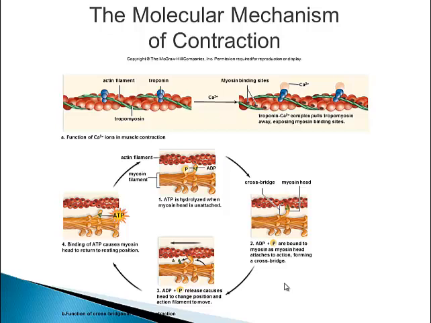The heads now bind to sites on the actin. ADP and phosphate are released from the myosin and the cross bridges change positions, known as the power stroke. This causes the actin filaments to slide, or contraction to occur. Relaxation occurs when the impulses stop and calcium is actively transported into the sarcoplasmic reticulum.